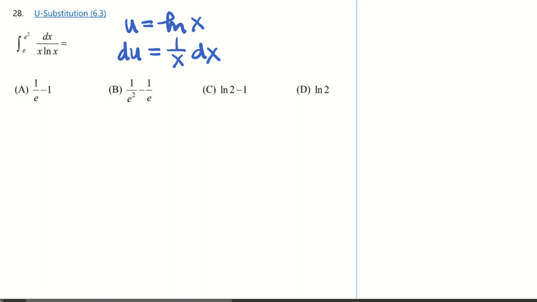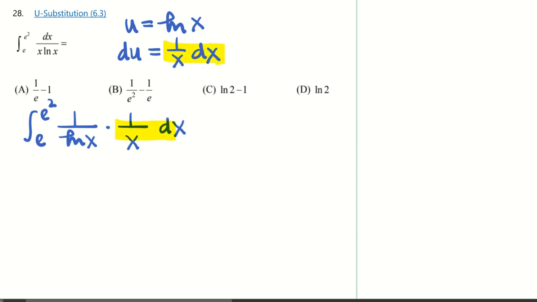And maybe I could convince you of what I'm going to be doing by, instead of dx over x log x, writing this as 1 over log x times 1 over x dx, right? And look, 1 over x dx, that's du. So this is going to be like a perfect match. Now I just need to convert my bounds. So when x equals e, u equals the log of x. So the log of e is the exponent I put on e to get e, and that would be 1.